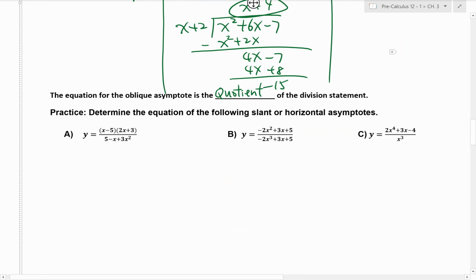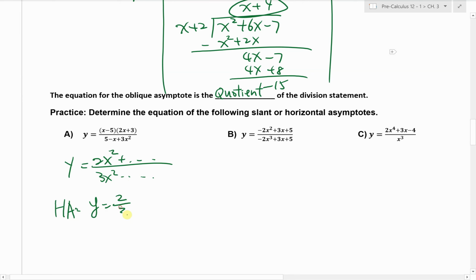So this one, if you expand this, you end up with 2x squared on the top. Here you still have the 3x squared. And you can see the degree is the same, therefore horizontal asymptote, and y equals 2 over 3, the leading coefficients divided by each other. Part B, clearly horizontal asymptote, y equal to 0 because the denominator has a higher degree.